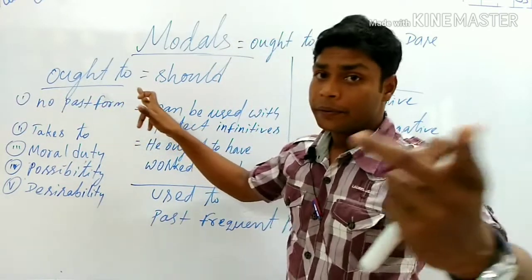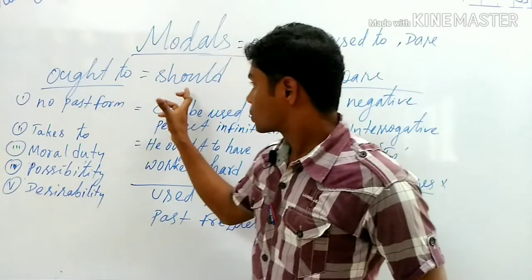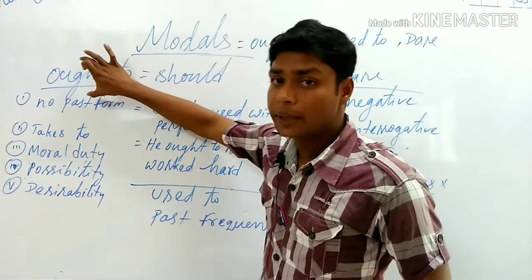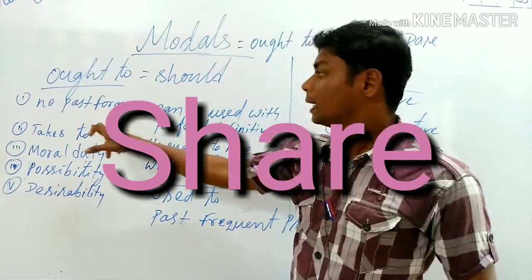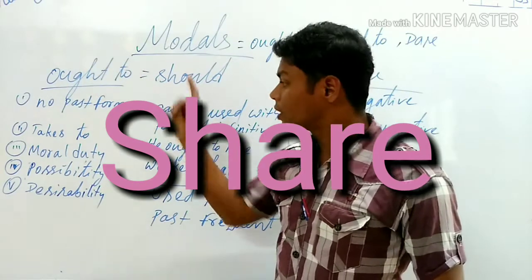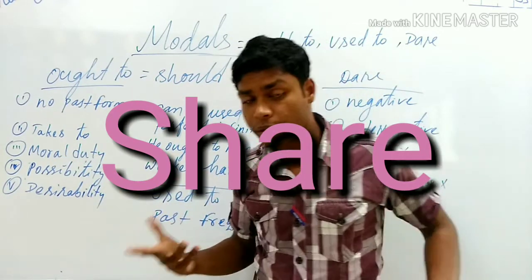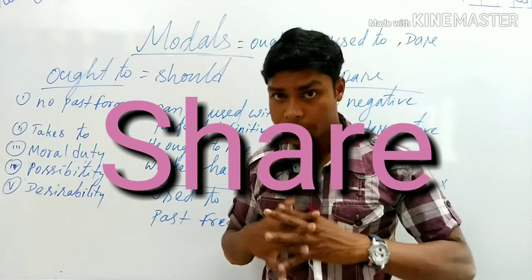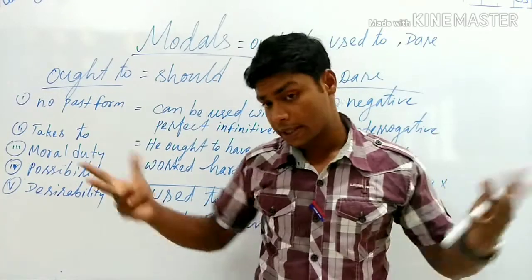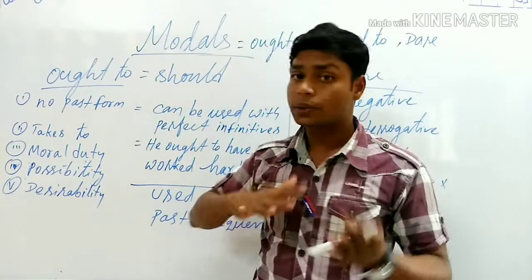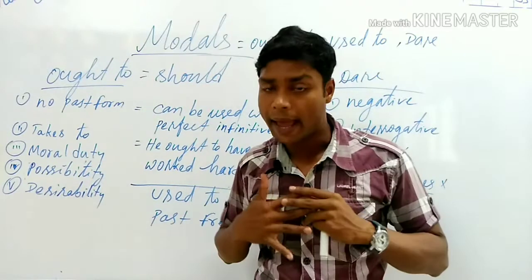So I have told you before, should can be used similar to ought to. So we can substitute ought to with should. Here we can say that we should respect our parents. We should build a new house and we should get a car since it is hot. So ought to and should, they both go hand in hand.